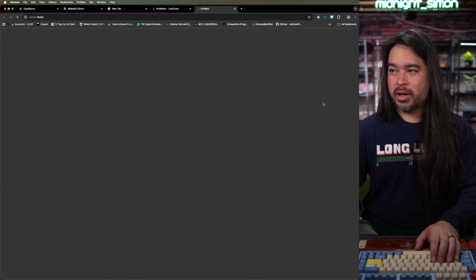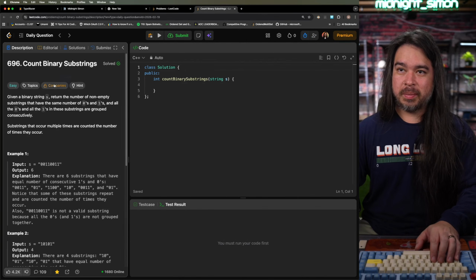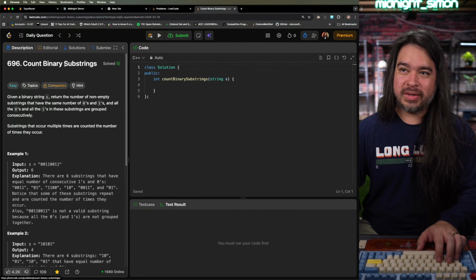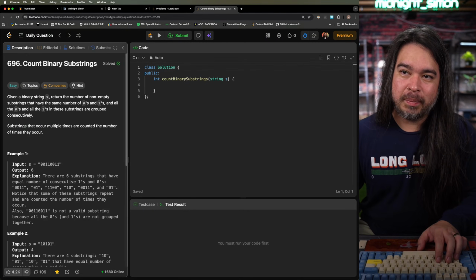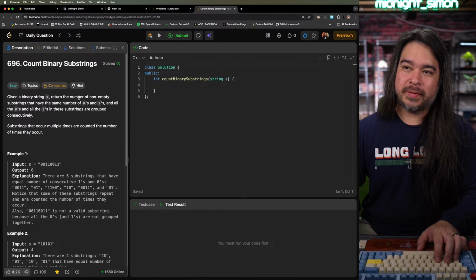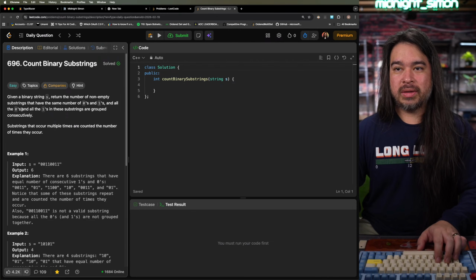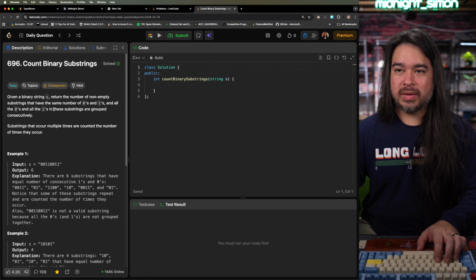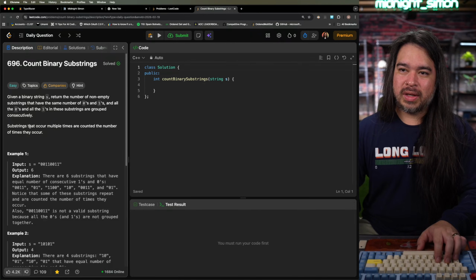All right, daily problem. Let's see what's up. Count binary substrings. Given a binary string S, return the number of non-empty substrings that have the same number of zeros and ones, and all the zeros and all the ones in these substrings are grouped consecutively. Substrings that occur multiple times are counted the number of times they occur.